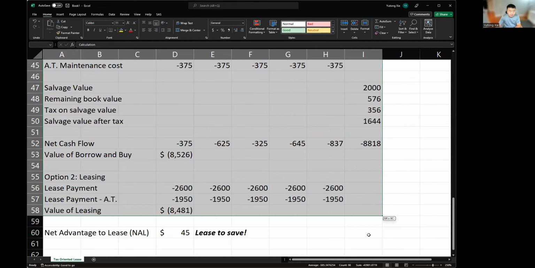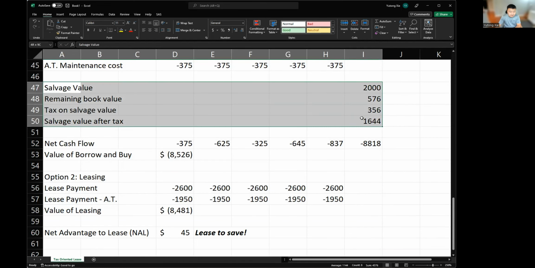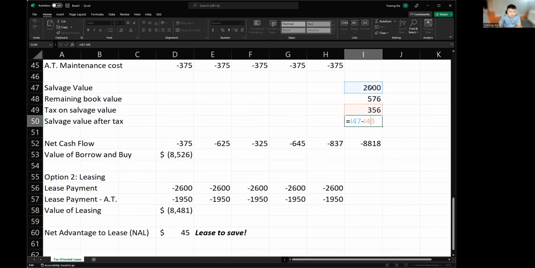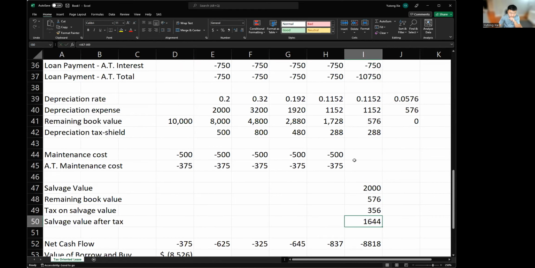You just need to be aware that there's such a salvage value that you need to pay tax on. Okay, and the salvage value after tax is just 2,000 minus 356, which is the tax you pay, rather than 2,000 minus 576, then minus 356. This is just the remaining book value. It's not a cash flow. Okay, you don't need to pay it. Okay, so that's the tax-oriented lease.